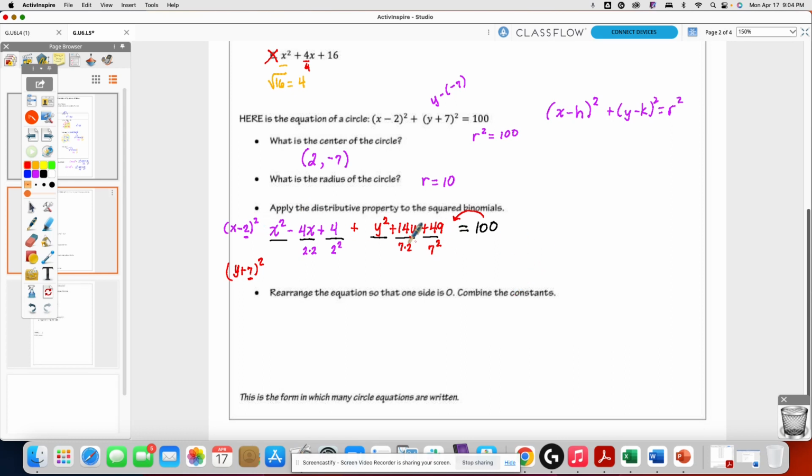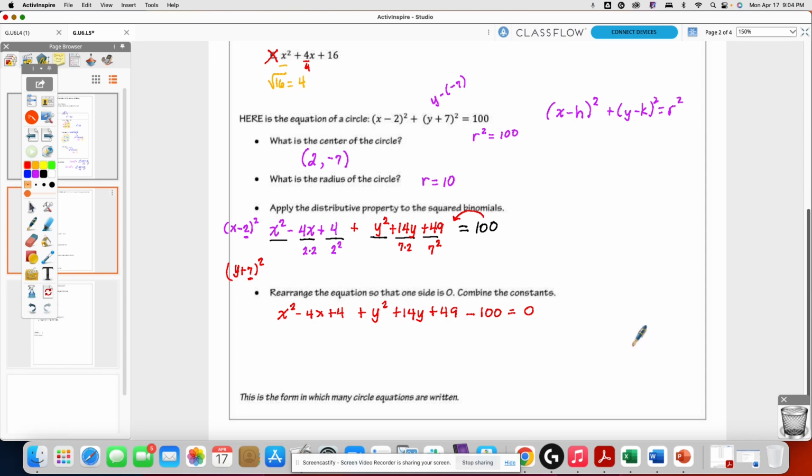So let me just rewrite everything here. You have x squared minus 4x plus 4, and then plus y squared plus 14y plus 49. We're moving the 100 to the left, so that becomes minus 100. And now that we move the 100 over, you don't have anything left on the right side. Okay?